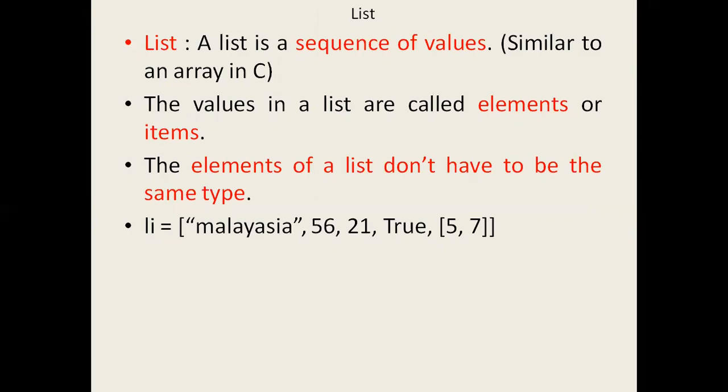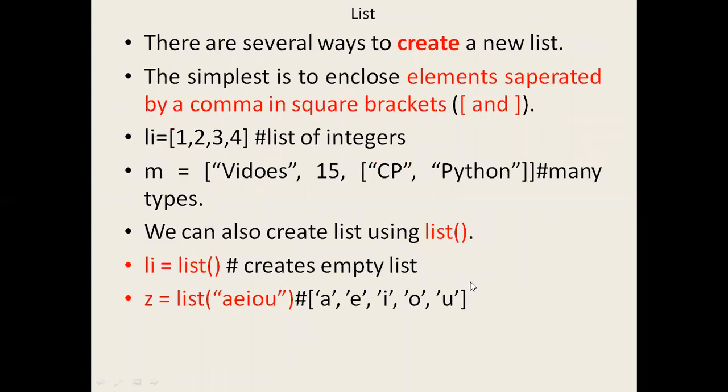For example, in C, when we declare an array, we declare the type of the array before, and all the elements should be of the same type. But here a list can have mixed types. You can see the example. In the list, the first element is a string, then an integer, then a boolean, and another list is also part of the list. A list can contain any other object. That is the specialty of list in Python.